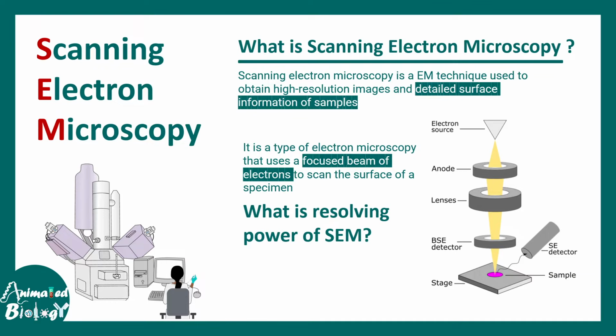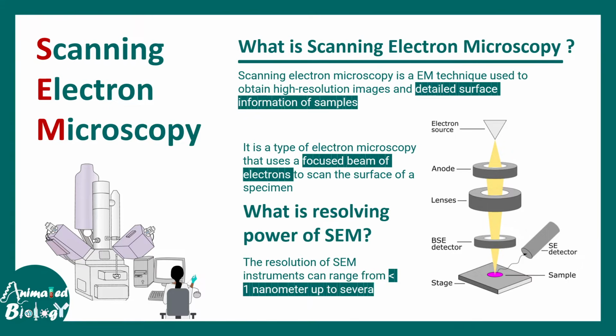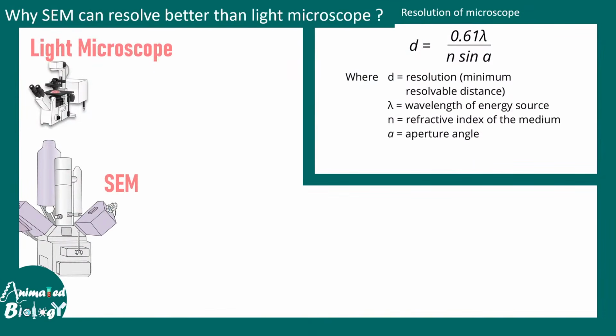What is the resolving power of SEM? The resolution of SEM is quite high, in the range of less than a nanometer to several nanometers. Remember, the resolution limit of a light microscope is classically about 200 nanometers. Why does SEM have a better resolving power than a normal light microscope? That is something we have to understand.